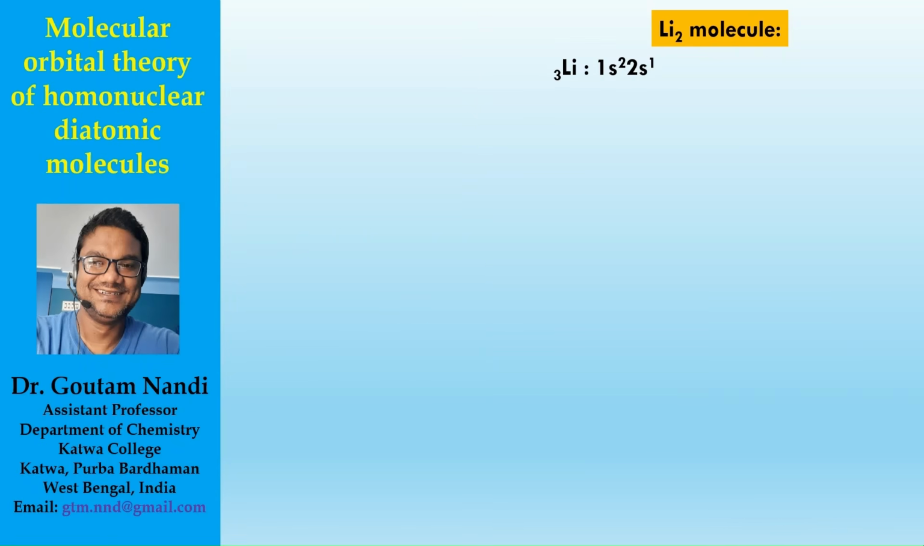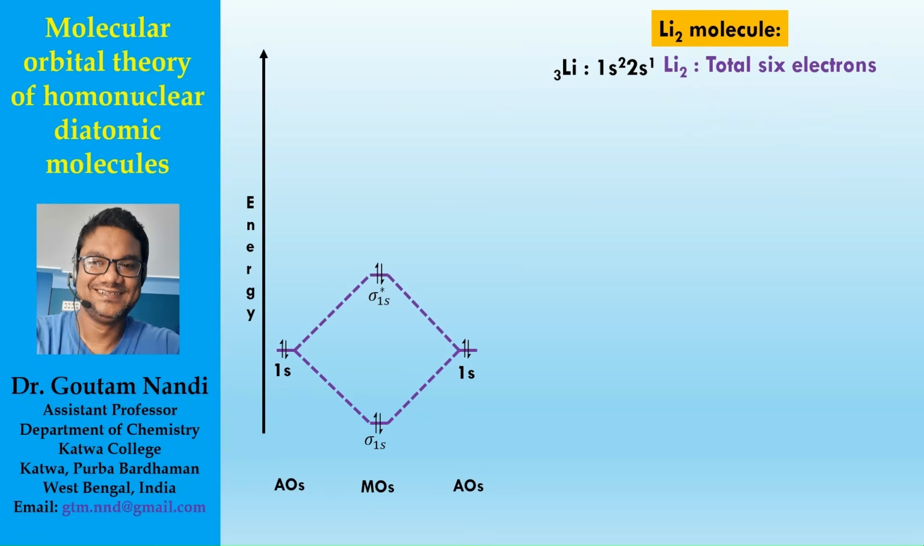Now let's go to the Li2 molecule. Here Li has the electronic configuration 1s2, 2s1. So total electrons will be 6. For drawing the MO diagram of Li2 molecule, obviously this will be there because 1s orbitals are there. So sigma 1s and sigma star 1s molecular orbitals will be there.